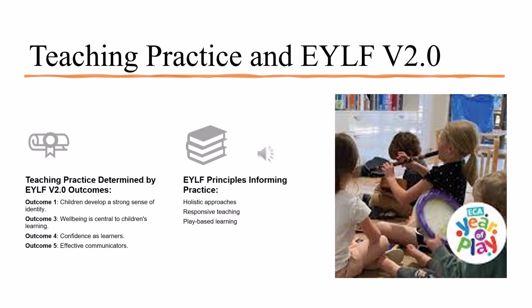Slide 5, Teaching Practice and EYLF v2.0. The EYLF v2.0 provides both outcomes and principles that guide our assessment and teaching. Key outcomes include: Outcome 1, children develop a strong sense of identity. Outcome 3, children's well-being is supported. Outcome 4, confidence as learners. Outcome 5, becoming effective communicators. And the guiding principles like holistic learning, responsive teaching, and play-based approaches shape how we design learning based on assessment.